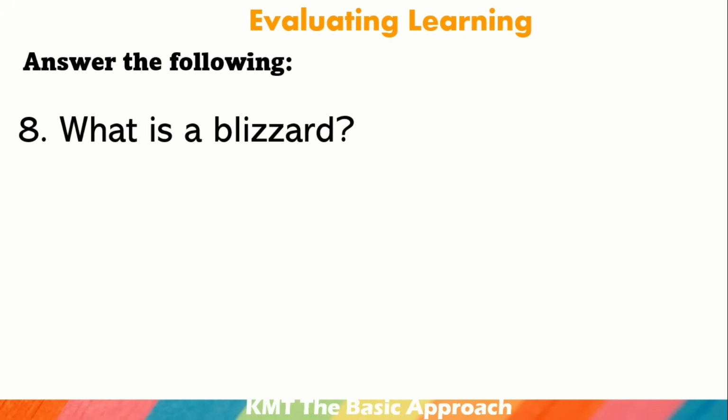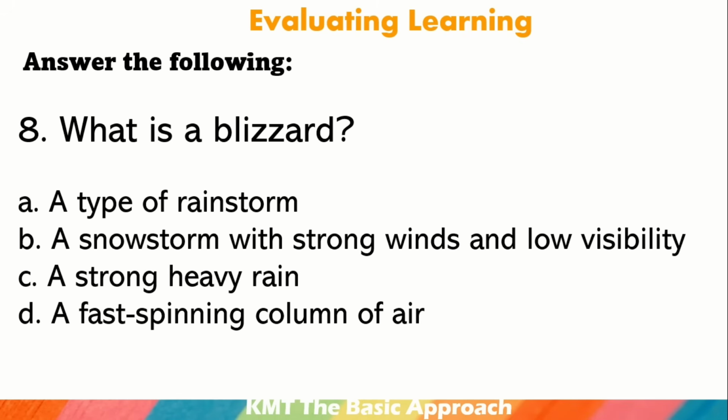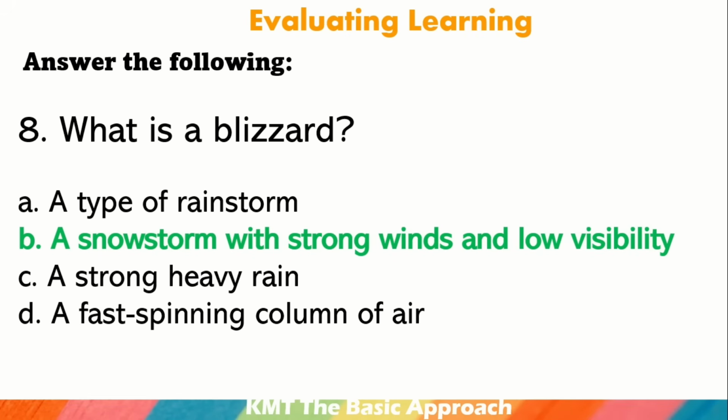Number 8. What is a blizzard? A. A type of rainstorm. B. A snowstorm with strong winds and low visibility. C. A strong heavy rain. D. A fast spinning column of air. What is the correct answer? Good job! The correct answer is letter B. A snowstorm with strong winds and low visibility.